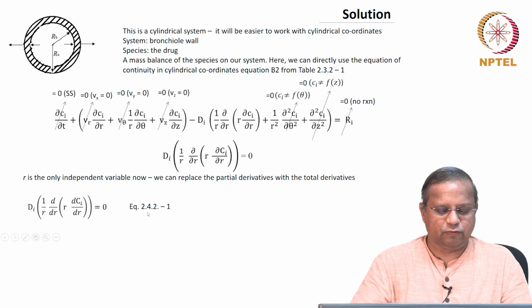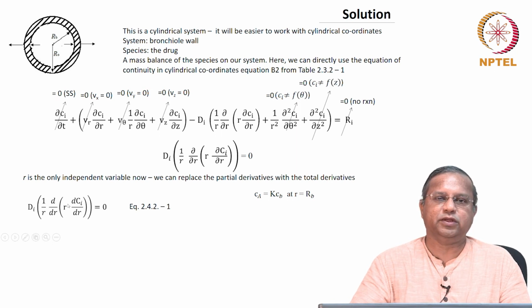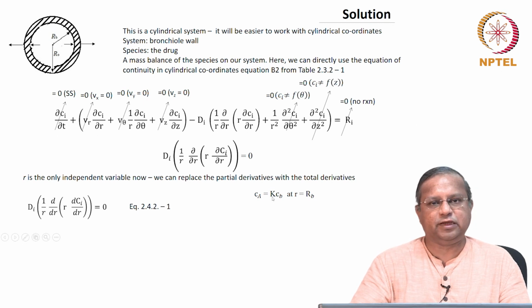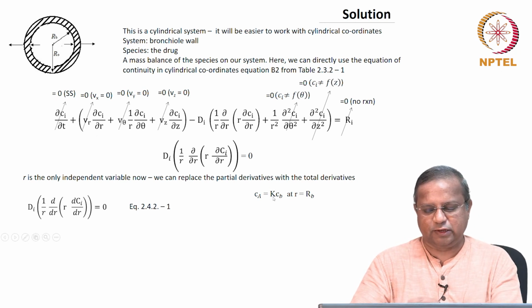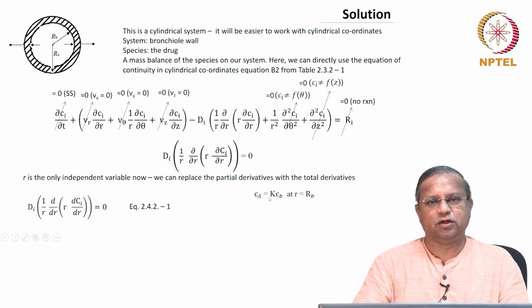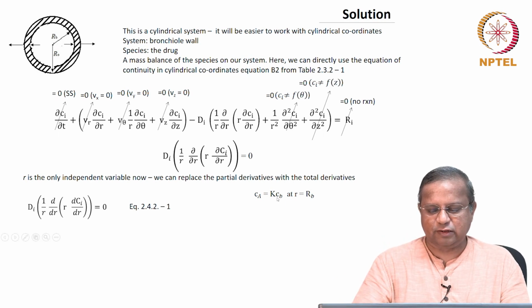Let's call this equation 2.4.2-1, and this being a differential equation, we need two boundary conditions. This is a second order differential equation, so we need two boundary conditions to solve. The boundary conditions are at r equals rb, which is the inside wall, Ca, which is the concentration of the drug in the membrane, is k times the concentration of the drug in the lumen. Right? This is the partition coefficient. We have already seen the concept of a partition coefficient earlier. So just take the same thing, or if you need to understand that, go back to the previous problem, the diffusion across the flat membrane, and then understand the partition coefficient.